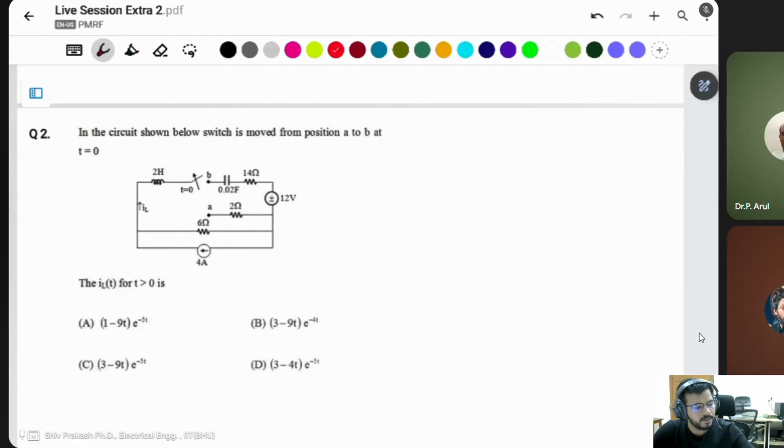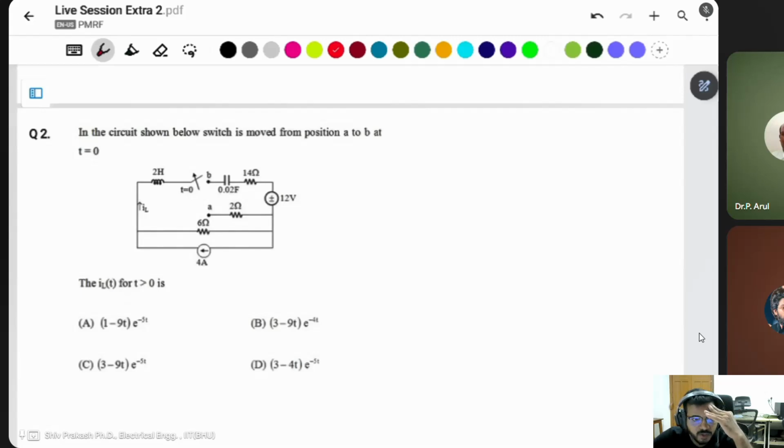Yes, okay. If you want to solve this question by the Laplace method, first of all you have to find the initial value of the elements. You can't solve it directly, because there is a switching present here. It makes two circuits. Then how can you solve by Laplace by taking only one circuit? With Laplace we can solve by taking one circuit only.